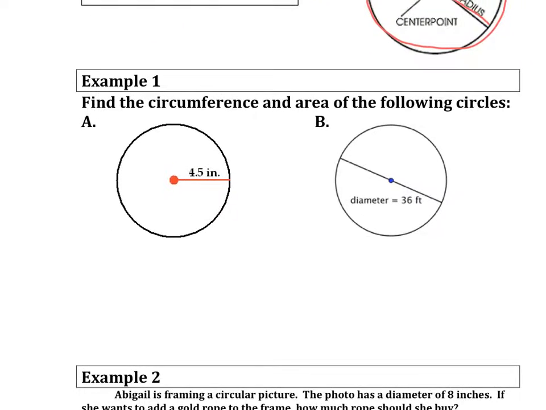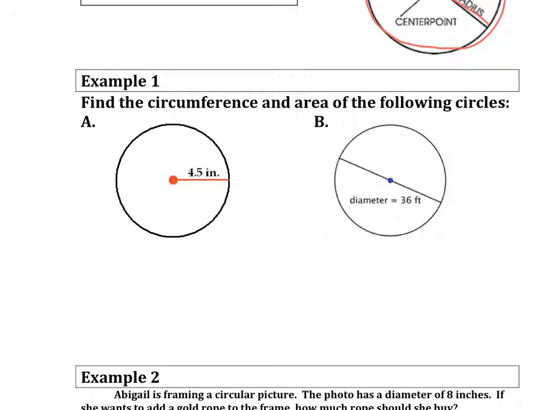So moving on, example 1 says finding the circumference and area of the following circles. So in the first one, we'll do circumference first. It doesn't matter what formula you use, but since I'm noticing that I was given a radius, I'm going to write down 2 times pi times the radius since I was given radius. And radius was 4.5. 2 times 4.5 would be 9 pi.